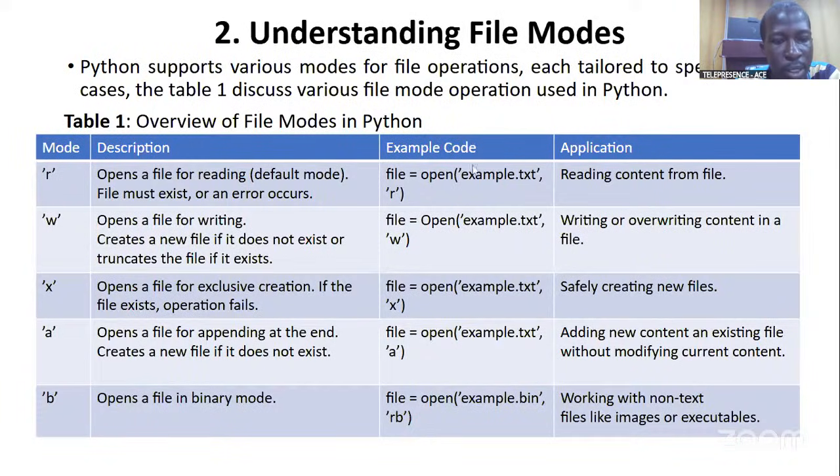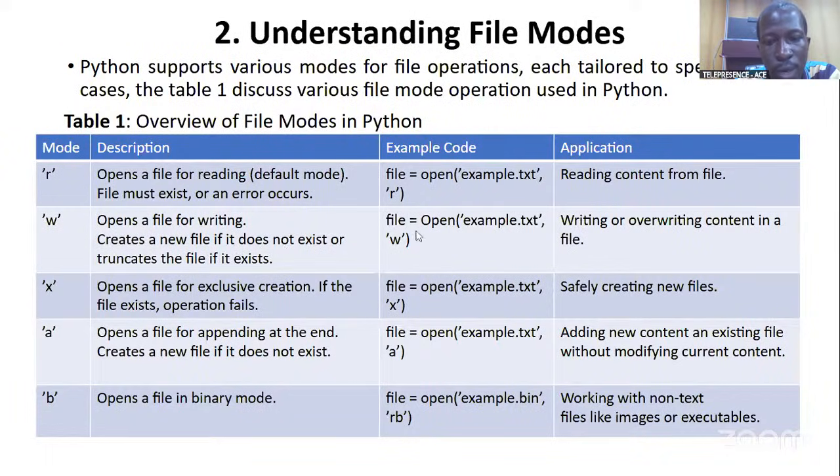So that's it. The w mode opens a file for writing. It creates a new file if it does not exist. So in case you want to write to an existing file, you can, but if it does not exist, it will help you to create a new one.